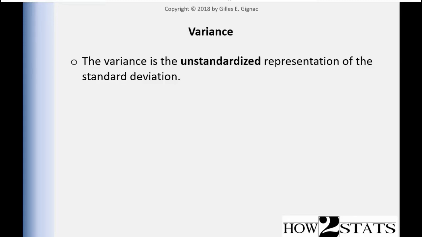So the variance, once you understand the standard deviation, is simply the unstandardized representation of the standard deviation. That's how close it is. So the standard deviation is kind of like an average deviation from the mean in terms of the values in the data file. Well, the variance is the unstandardized representation of the variability. Variance is represented by the letter S. This is how we typically represent the variance in shorthand.